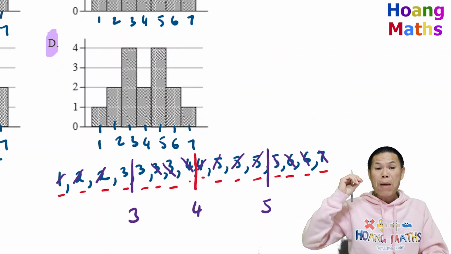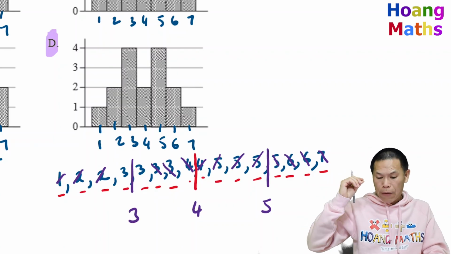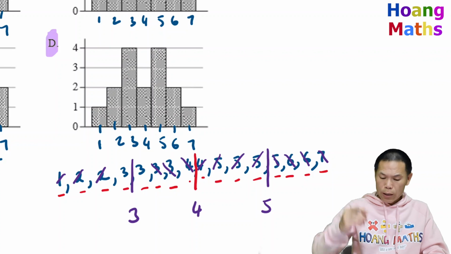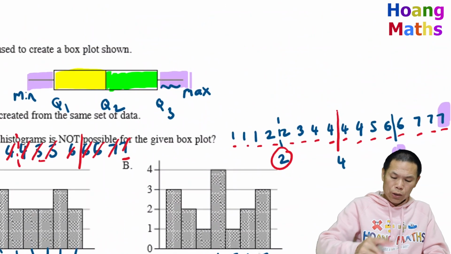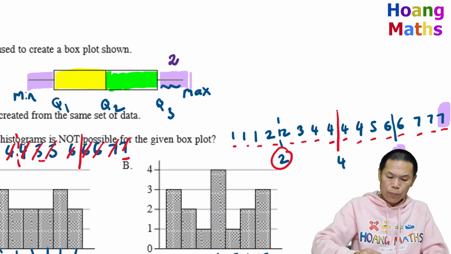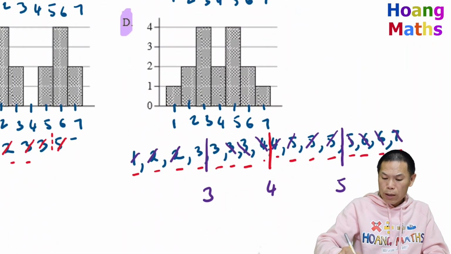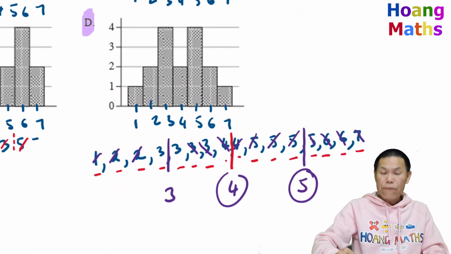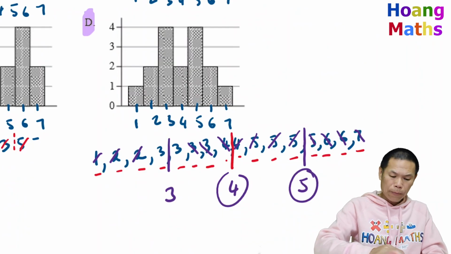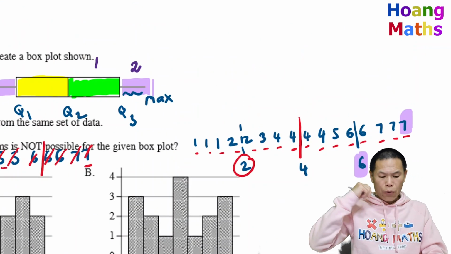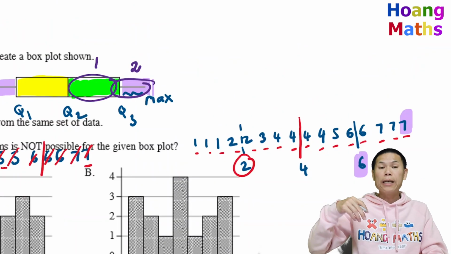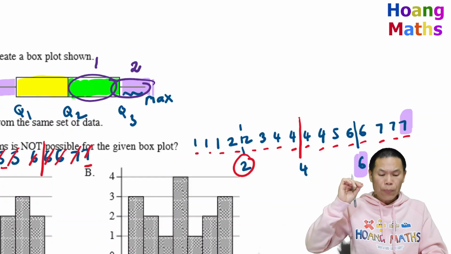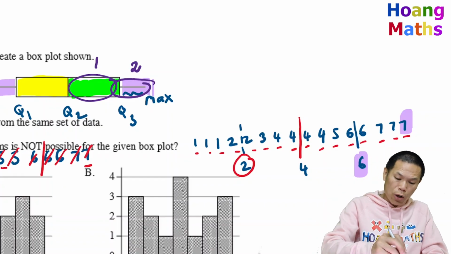So therefore, the maximum score is 7 minus Q3, which is 5. So 7 minus 5 is 2. So this is 2. And then Q3 minus Q2, 5 minus 4, gives me 1. So there you go. You can see that this gap is smaller than this gap here, but the number is larger. So therefore, it doesn't reflect on this box plot here.